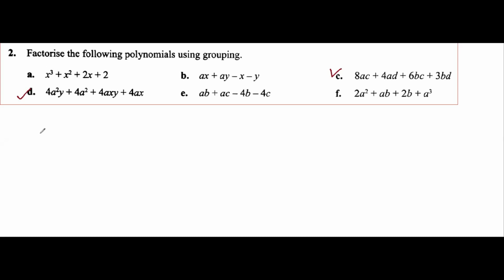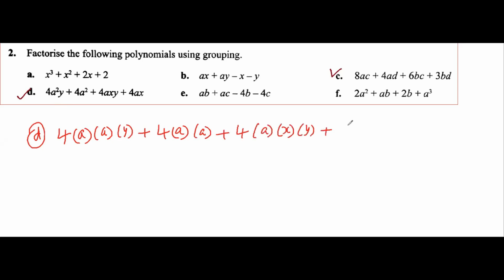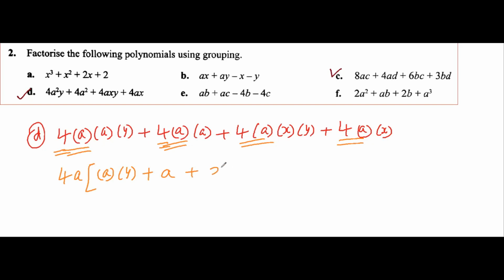Now let's solve question number D. It says 4A square y. So I will write 4A into A into y. Again 4A square, so I'll write 4A into A. Then here again 4A x y. Then again here 4, then A and x. Okay. So here what is common? 4A is common everywhere. So I will write 4A common for all. What remains here? Here it remains AY, here it remains A, here it remains XY, and here it remains AX.